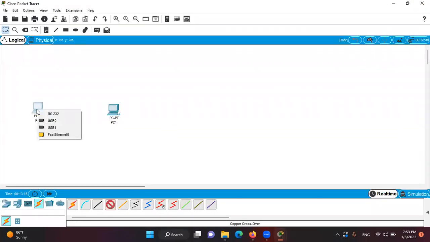So we can just choose one cable and connect that to the fast Ethernet port. And again in the other computer, similarly we can connect that to the fast Ethernet port.